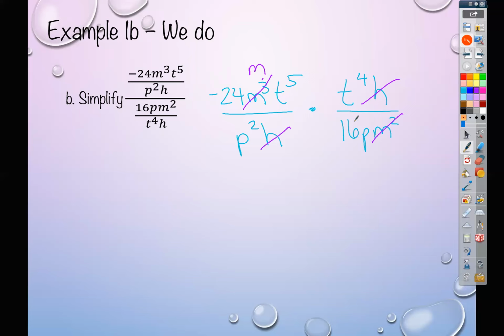So 16 and 24 can both be divided by 8. So this would be a 2, and that would be a negative 3. So what am I left with? I'm left with negative 3m t to the 9th, because I have 5 and 4, so that would be 9, over 2p, and I have 2 here and 1 there, so 2p cubed.